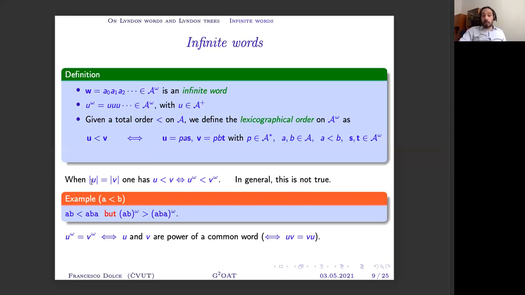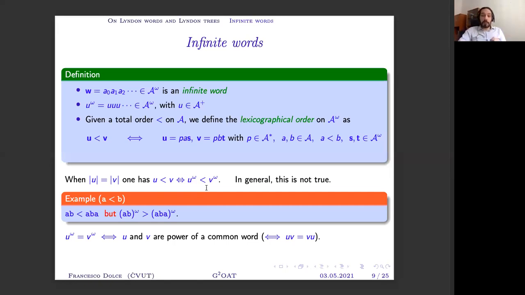Whenever these two words u and v, finite words, have the same length, then if I consider instead of u and v the infinite powers u to the omega and v to the omega, I have that if u is smaller than v, then u to the omega is smaller than v to the omega, and vice versa.